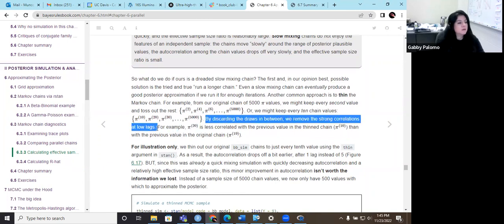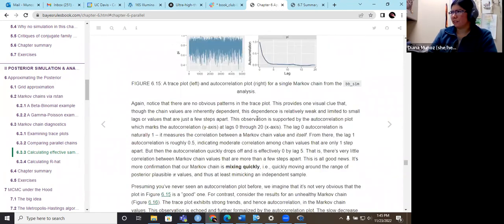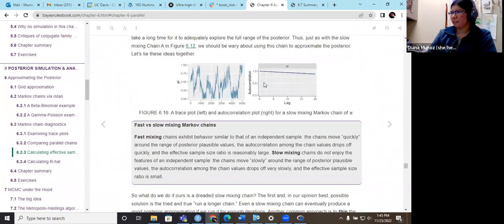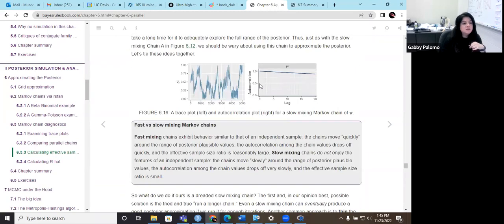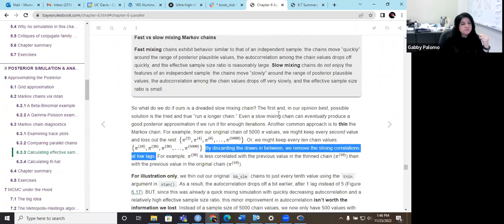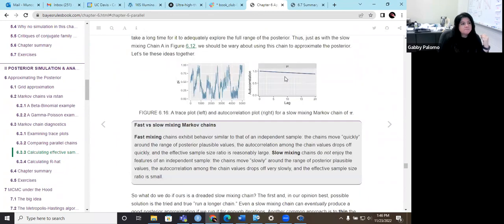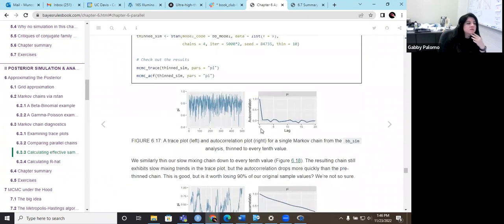Oh, that's what happens. When you discard draws in between, you remove strong correlations at low lags. Like here. Yeah. And also here you have pretty high correlation at 0 and 20 time steps, but then if you thin it, so you only keep every tenth value, then you can control for that a bit better. Well, here's an example.